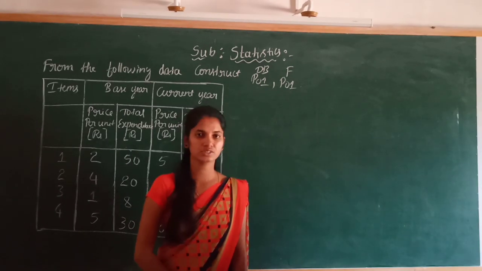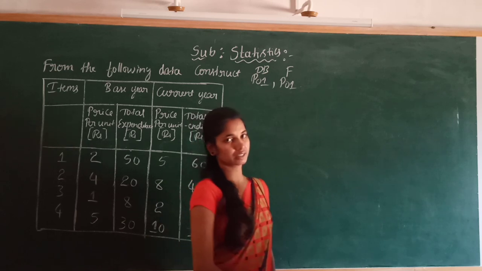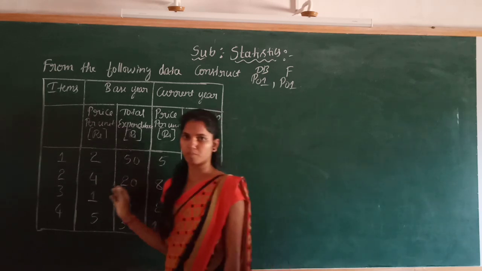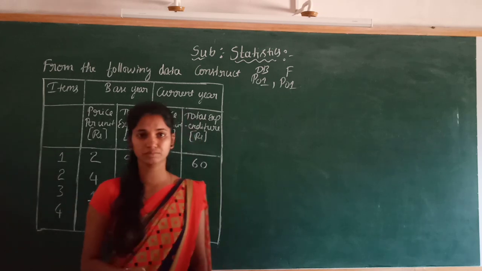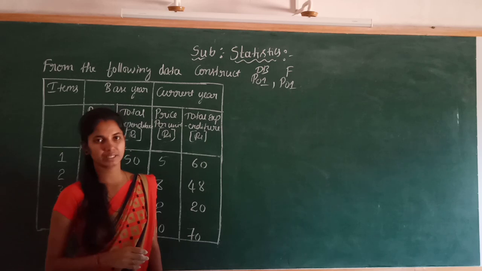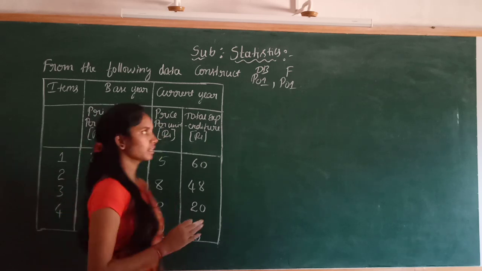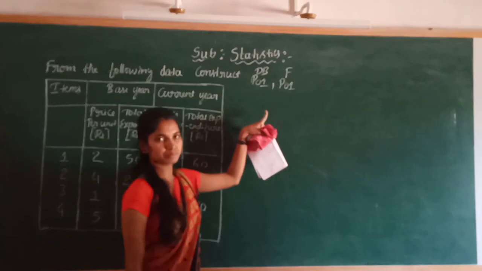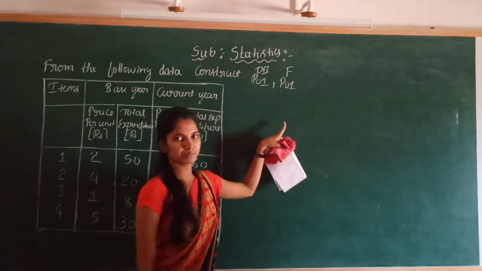In the last sessions we discussed the weighted price index number problems. In this session, I am going to explain another format of problems which is related to weighted price index number. Here the given problem is: from the following data, construct Drobish-Bowley price index number and Fisher's price index number.